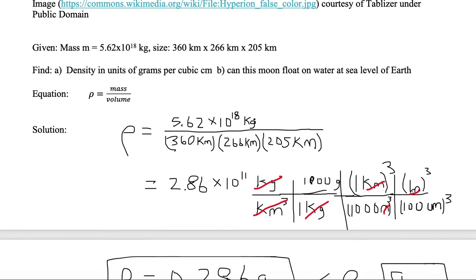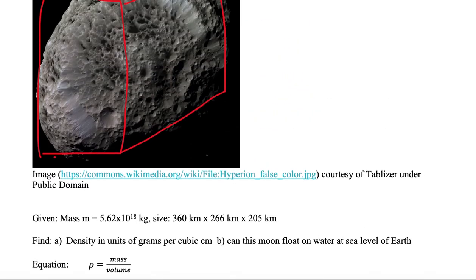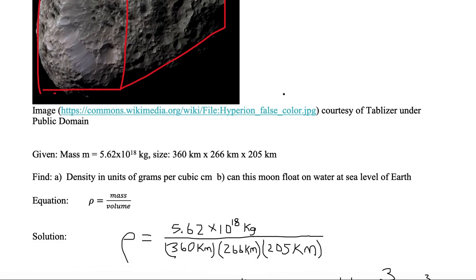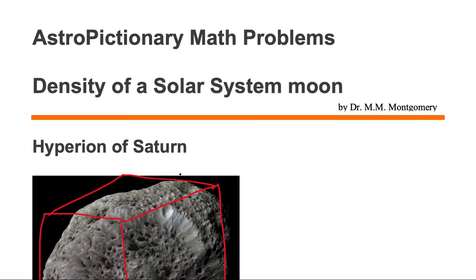Now, in reality, the true answer for the density of Hyperion is 0.554, somewhere in there, grams per centimeter cubed. So we're off by half. And that's because we treated this object as a cube, and it's clearly not a cube. But for the most part, we found what we needed to find. The density is less than the density of water, and Hyperion would float, which is the correct answer.